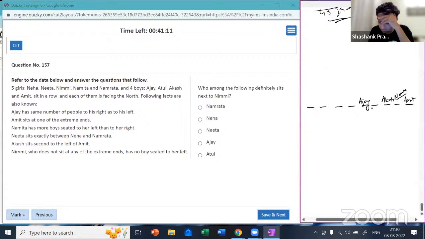So Namita is here. Neeta sits exactly between Neha and Namrata. Okay, so 5 people are there. If Neeta sits exactly between Neha and Namrata, then either Neeta is sitting here, Neha, Namrata are sitting here. Okay, Neha, Namrata and Nimmi. So Nimmi is sitting somewhere here as well. Okay, let's think. Nimmi is definitely not here because it's the first question. Nimmi can be here, here or here.